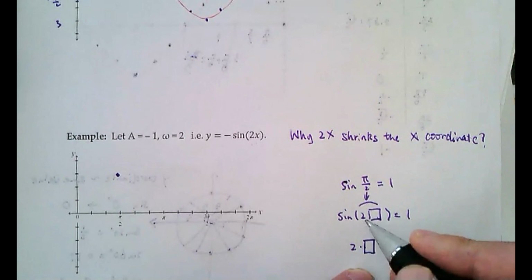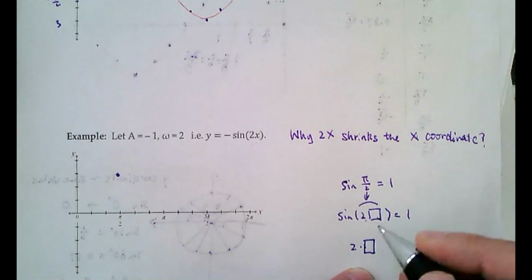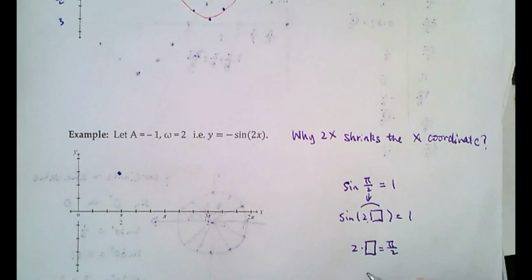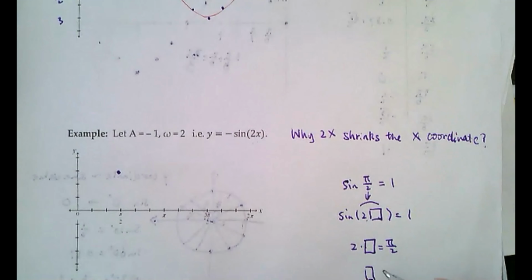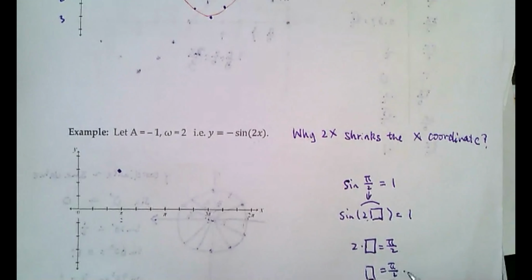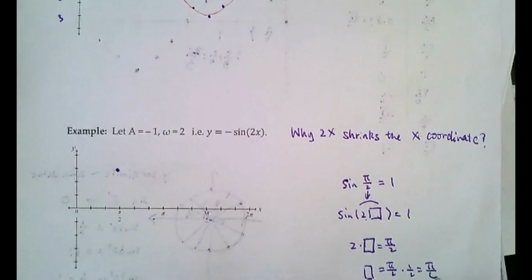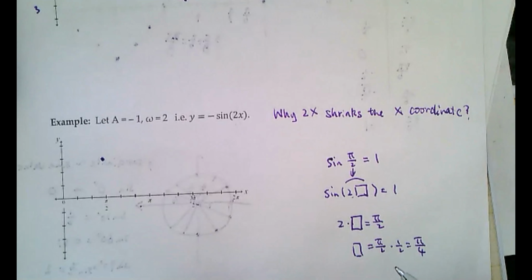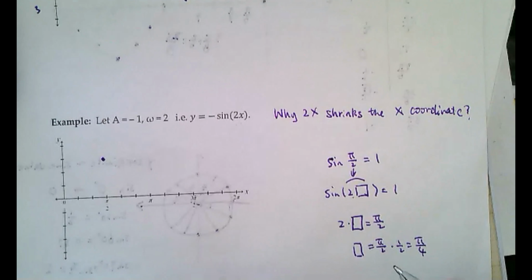Let's solve it. This whole thing is pi over 2. So 2 times this guy is pi over 2, okay? Do you guys agree? This just represents the unknown variable. Divide both sides by 2. So it's pi over 2 divided by 2, which is pi over 4. I think we have to put pi over 2. I'm sorry. What do you say? We have to put the pi over 2, right?